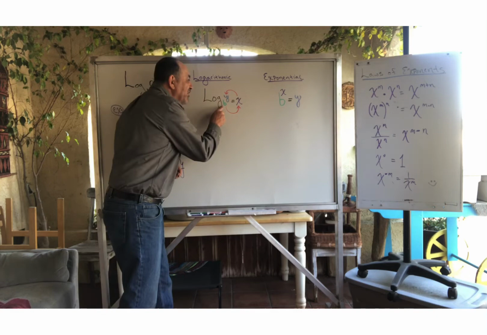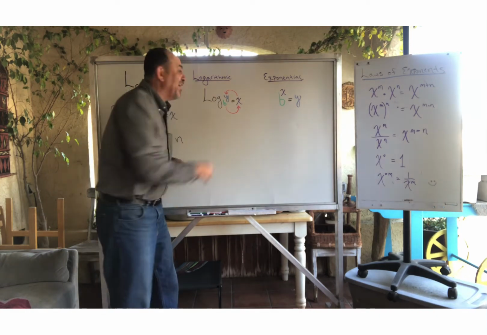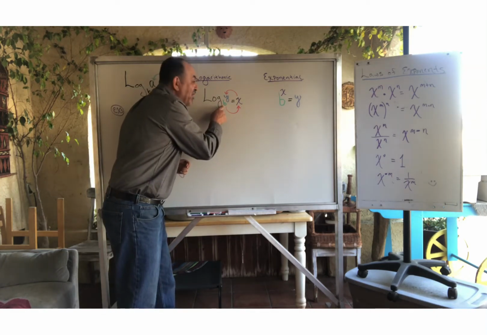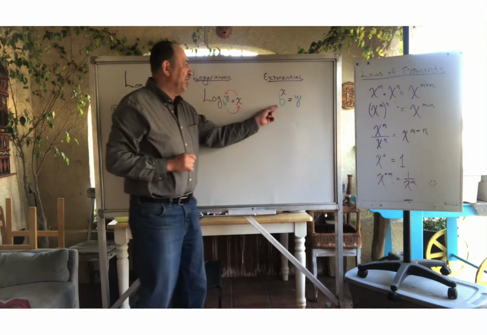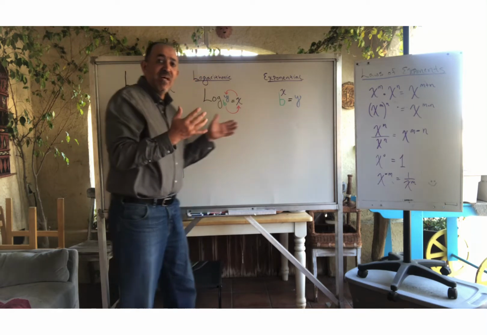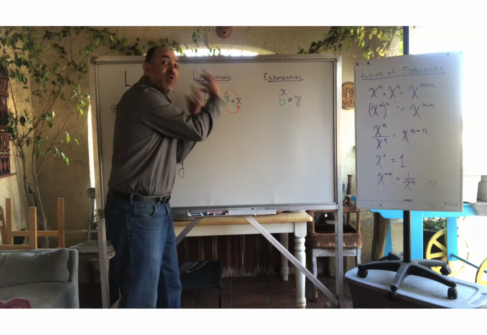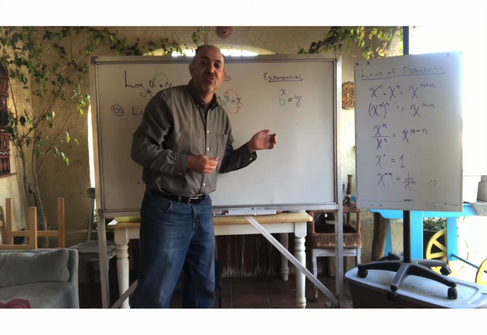You start with the little guy. As usual, we pick on the little guys. So we're going to start with the little guy and you're going to rotate. B to the power of x is equal to y. And that's as easy as you can transform a logarithmic expression into an exponential expression.